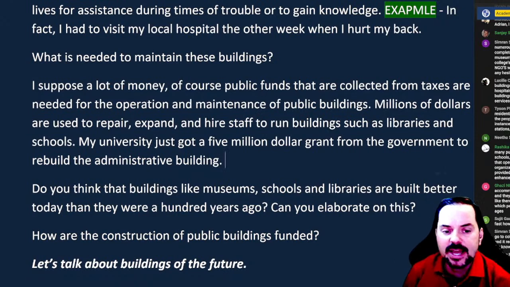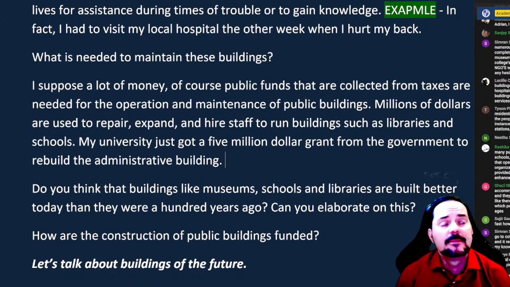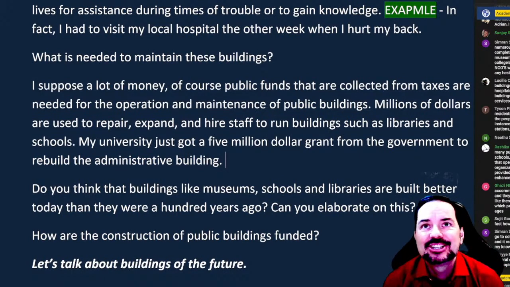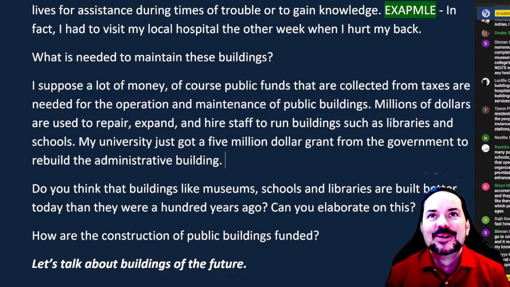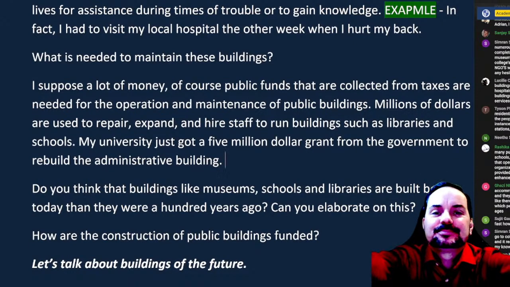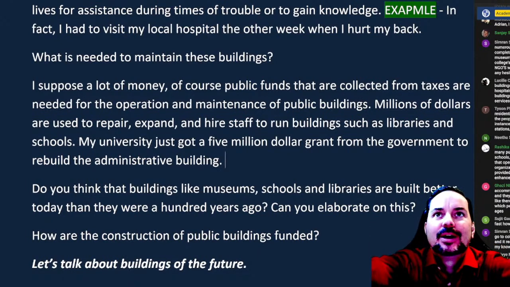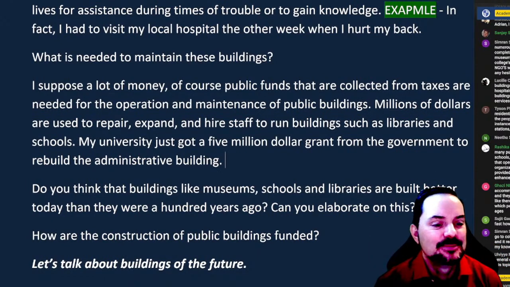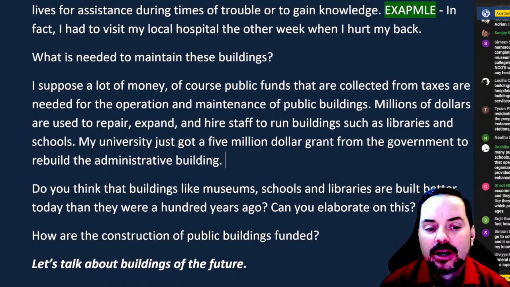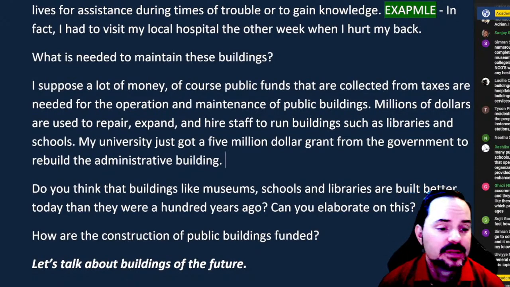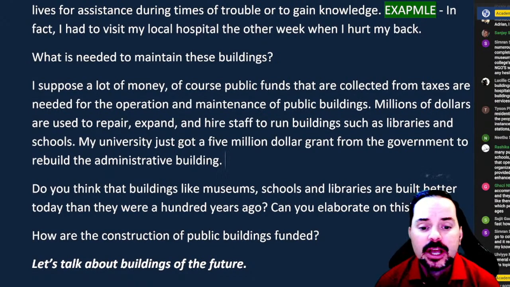All right, there's my answer. Again, follow up, I'm focusing on answer, explanation, and example. So what is needed to maintain these buildings? I suppose a lot of money, of course, public funds that are collected from taxes are needed for the operation and maintenance.